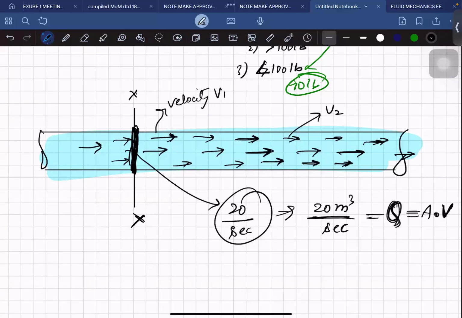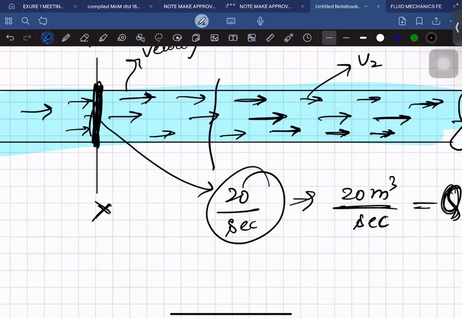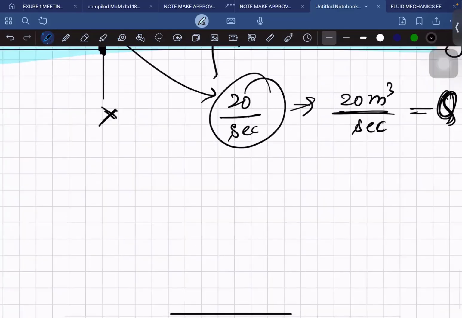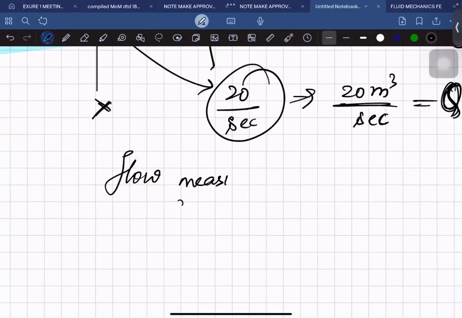Now, in a pipe, if someone wants to know what the velocity or the discharge is that is happening in a pipe, you do not need to cut this pipe and take a timer, a stopwatch, and measure the flow. We can't do that. There are some flow measuring devices which can be used to find the discharge.